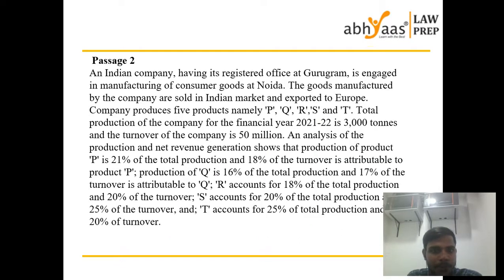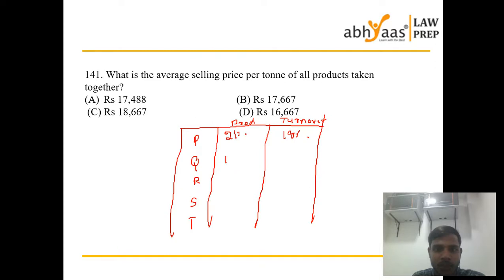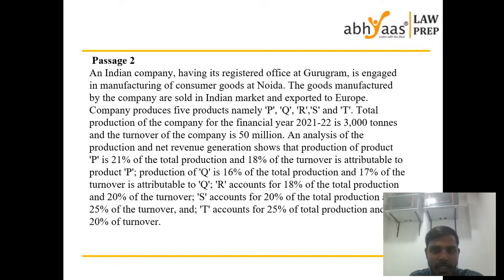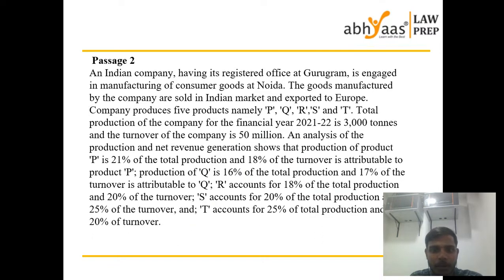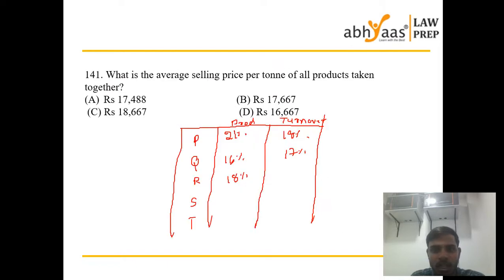Next, production of Q is 16 percentage of the total production and 17 percentage of the turnover. Next, R accounts for 18 percentage of the total production, and the turnover of R is 20 percentage of the total turnover.